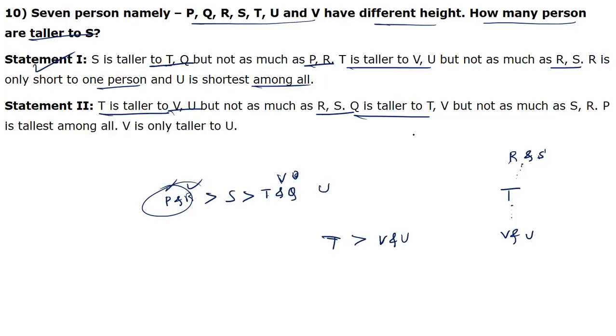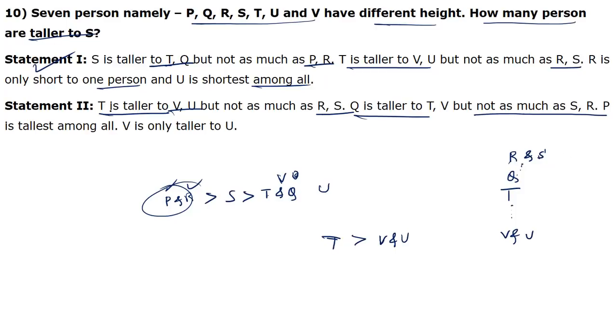Q is taller than T. What does this mean? Q would be taller than T and V. Q can be even taller than R and S, but then Q has to be taller than T and V, but not as tall as S and R. So Q is not taller than S and R. Therefore Q has to be below S and R. So 1, 2, 3, 4, 5, 6. There is one more person, that is why we have to keep it on hold.